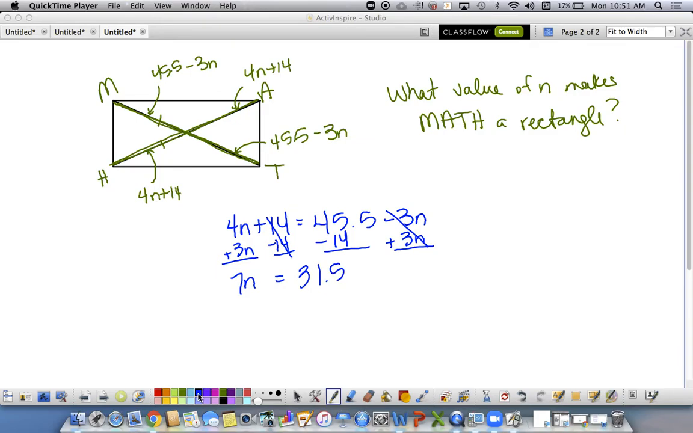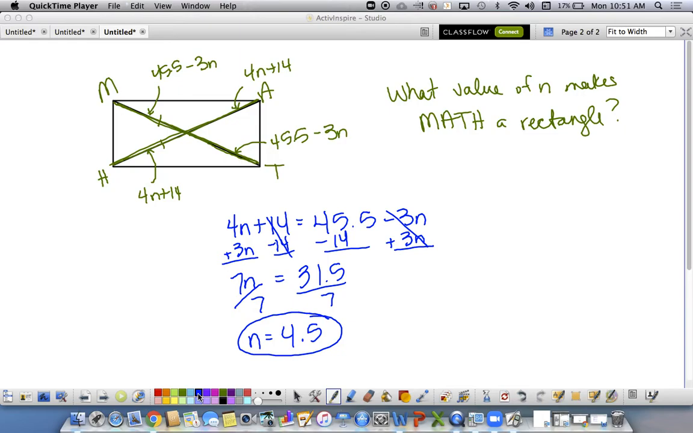Right? Now if I divide both sides by 7, I'm going to think about my calculator for just a second. Of course, I didn't make this up. 7 goes into 31 at least 4 times. It should come out nice and easy. If n equals 4.5, then MATH is a rectangle. Okay?